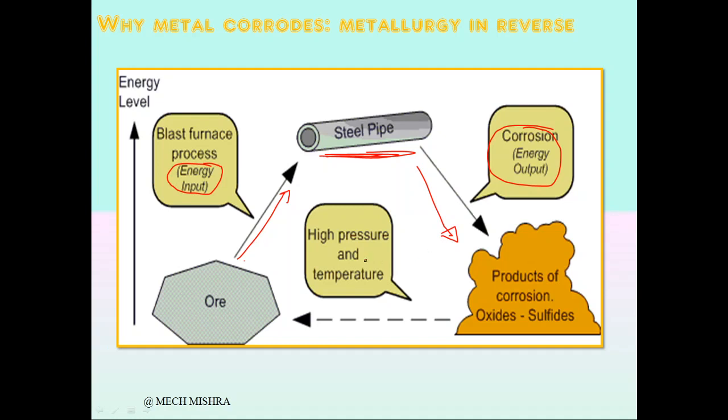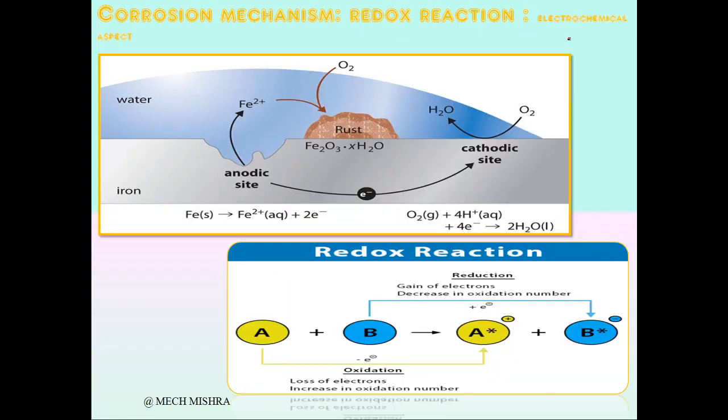So basically, why does metal corrode? Because it wants to come to the original state of energy, and it's metallurgy in reverse. It's a natural phenomenon. Now we will try to understand the corrosion mechanism. So basically the corrosion mechanism we can understand very well by redox reaction. So what is redox? Redox is basically reduction and oxidation. Okay, so now we will see any electrochemical reaction, we are going to understand the electrochemical aspect of the corrosion.